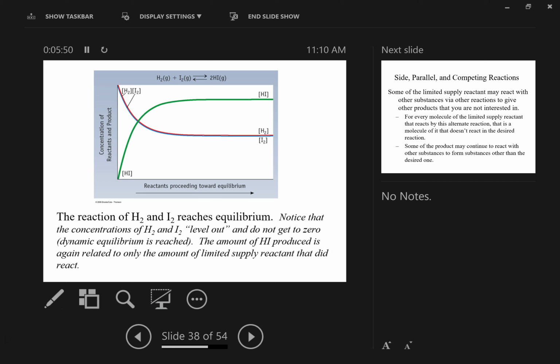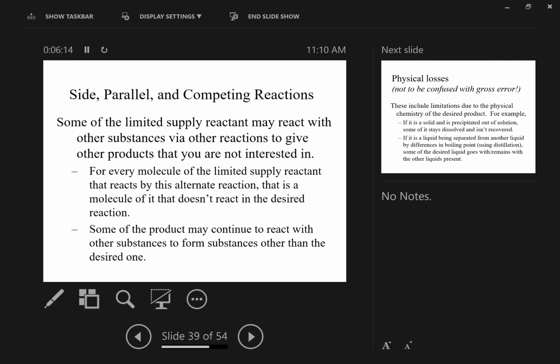But this is a good example of, will it go to what we say completion? Will, at the end of the experiment, will we have no reactant left? And the answer is clearly no. It's what we say dynamic equilibrium. It's still kind of going back and forth even as we speak, but the concentrations are constant. So your yields will never be 100% just because of the nature of the equilibrium.